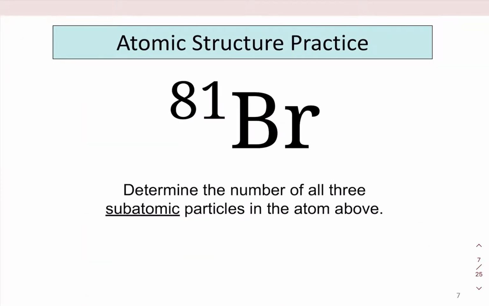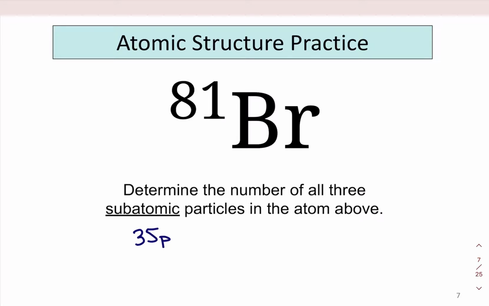Let's go backwards. Determine the number of all 3 subatomic particles in the atom above. That is bromine-81, I guess you would call that. So let's talk about how that would work. Give me 1 second. I need to look that up. I don't know why I can't remember what the atomic number of it is. There we go. So if we look up bromine on the periodic table, you will see that it has an atomic number of 35. So that means it has 35 protons. Okay, I'm just going to write 35p.